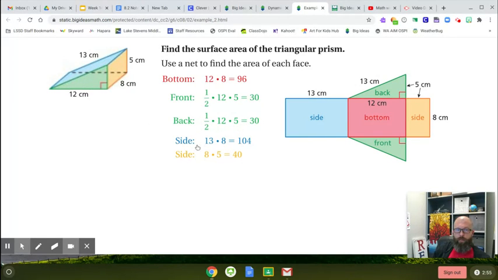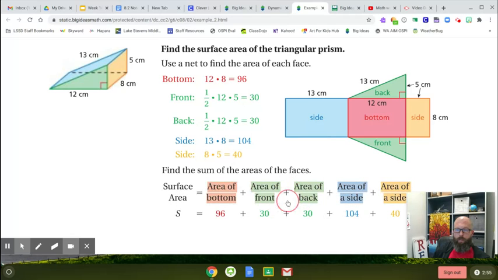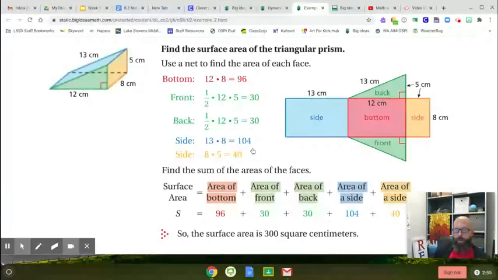Same problem here. Side, or I think it's more like, I would call this the top, but so it's 13 by 8. We can, because we know this one's 8, and I multiply those and I get 104. And this side, 8 times 5 is 40. Now I need to find the sum, so I add up all these together. Once I add them up, I end up with 300 square centimeters. You can put 300 cm squared or square centimeters, up to you on how you label that. But that is how you find it of a triangular prism.